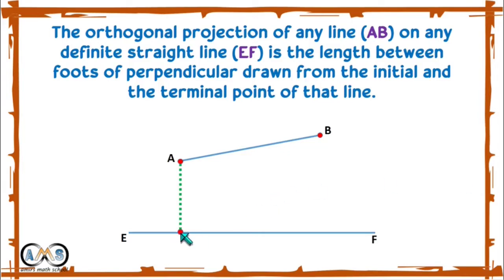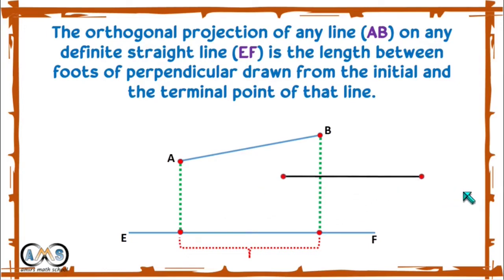This one is the foot of perpendicular drawn from the initial point, and this one will be the foot of perpendicular drawn on the terminal point. This length will be the orthogonal projection of the line AB. Consider this length is indicated by this line. So this line is the orthogonal projection of this AB.